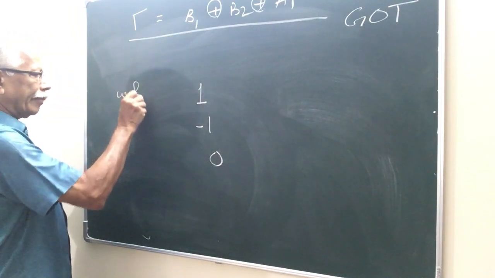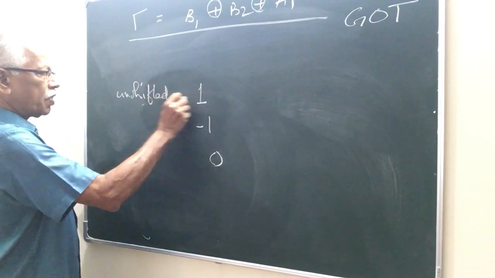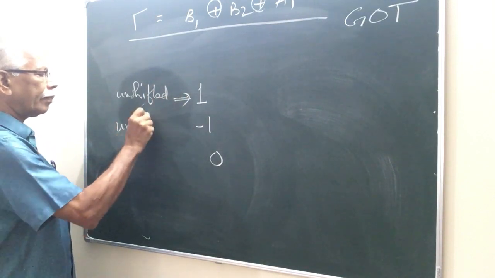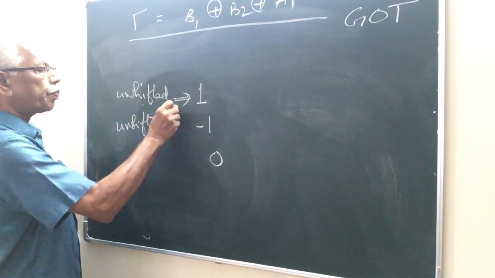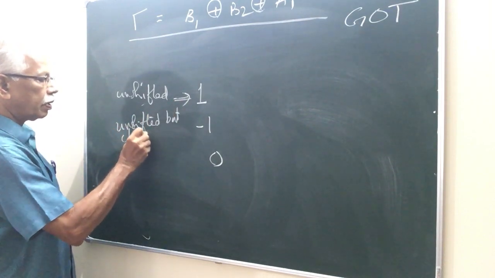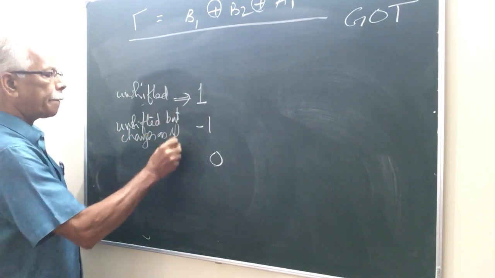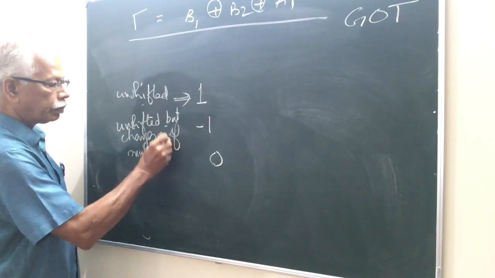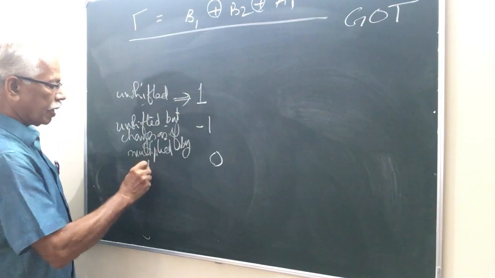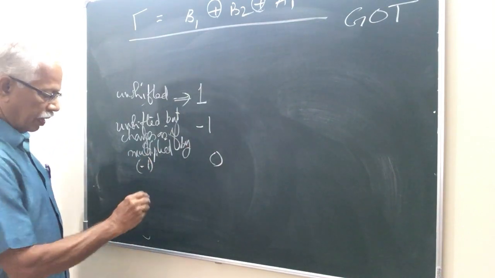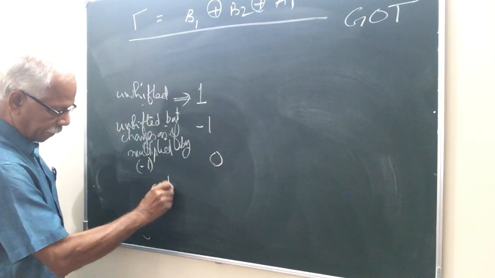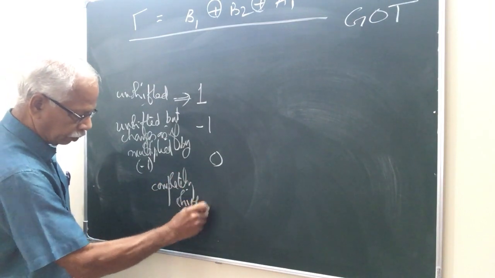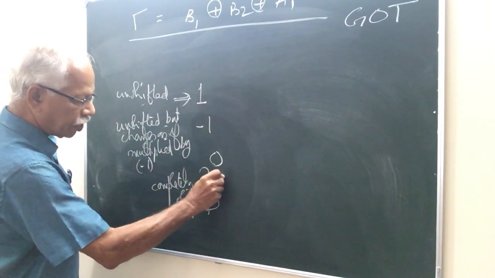Unshifted means 1. Unshifted but changes as if multiplied by -1, it contributes -1. Completely shifted, the contribution is 0.